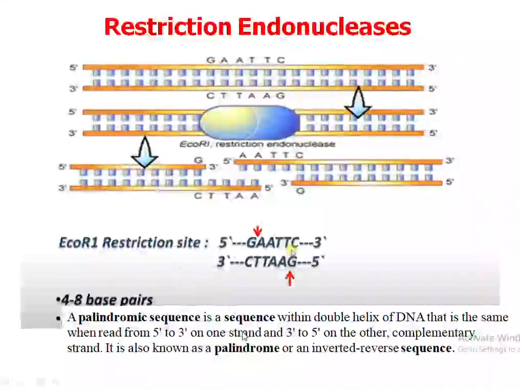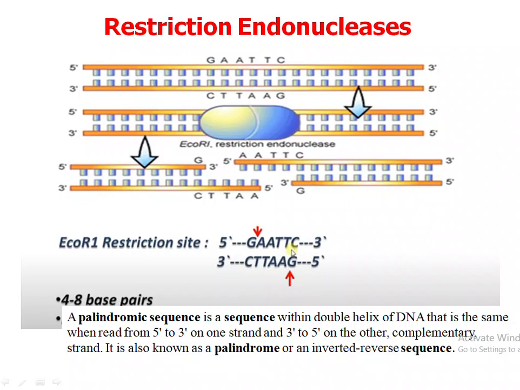As I have already mentioned, restriction endonucleases cleave specific sites in the DNA. The restriction sequences recognized by restriction enzymes are generally 4 to 8 base pairs in length. These sequences are palindromic. A palindromic sequence reads the same on the two strands of the DNA when we read from 5' to 3' in one strand and 3' to 5' in the other strand.